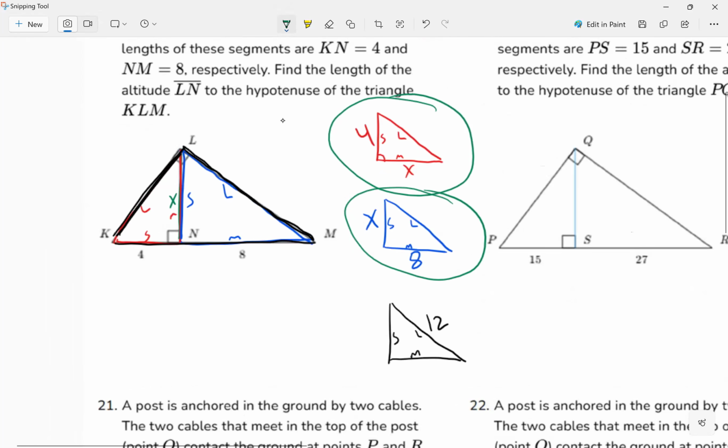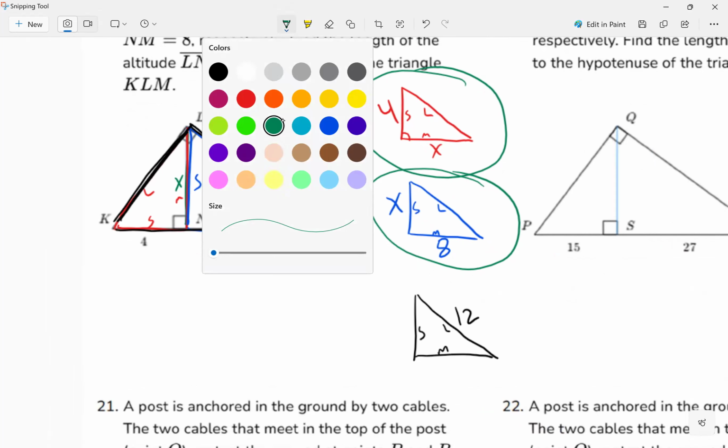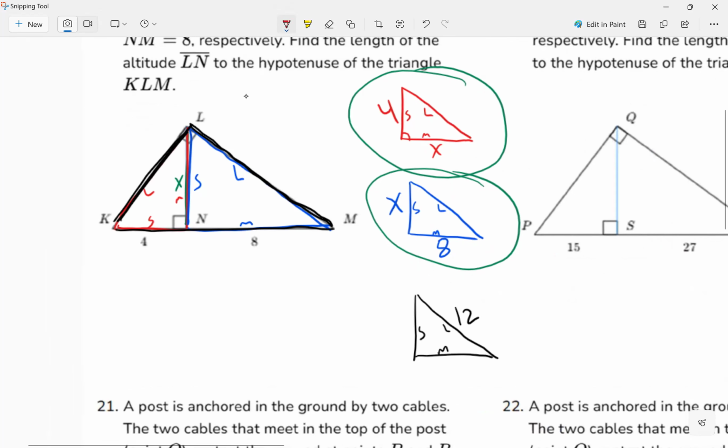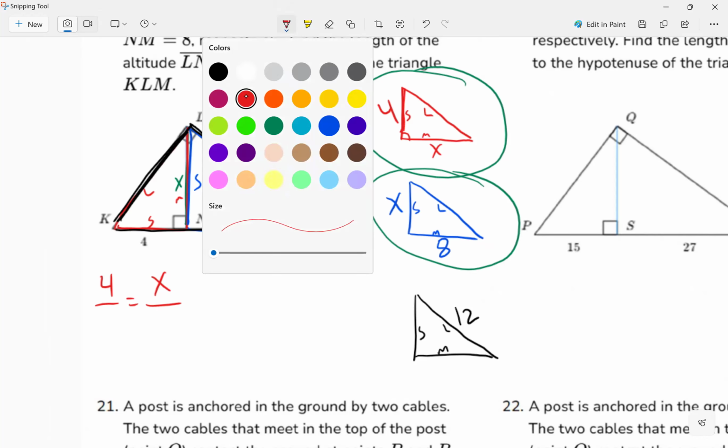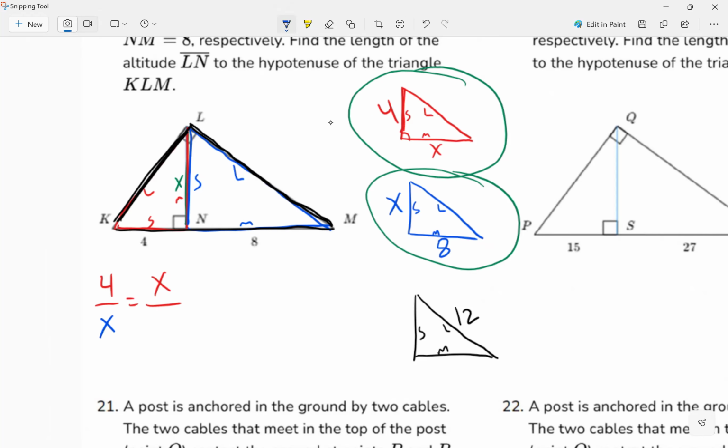So from the red triangle, let me use red here. I'm going to use the values from the red triangle, which are 4 and x. I'm actually going to make fractions. Now the small side is 4, right? So what's the small side on the blue triangle? It's x. Not a big deal. The medium side on the red triangle was x. What's the medium side on the blue triangle? 8.